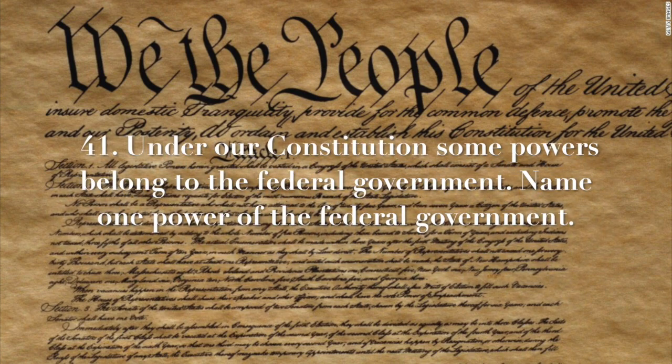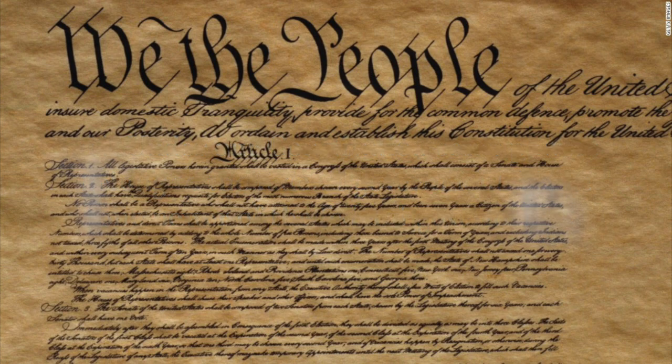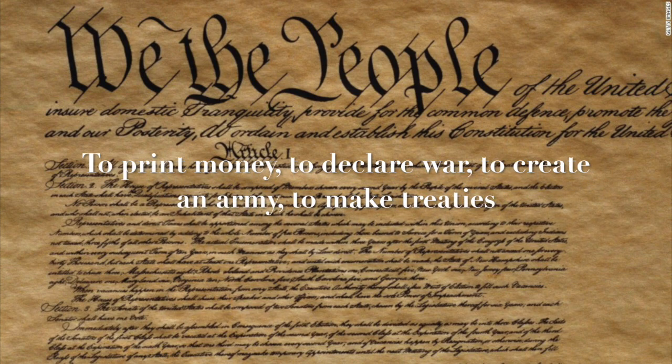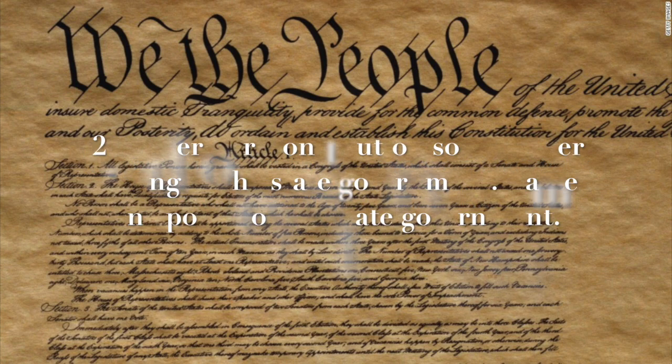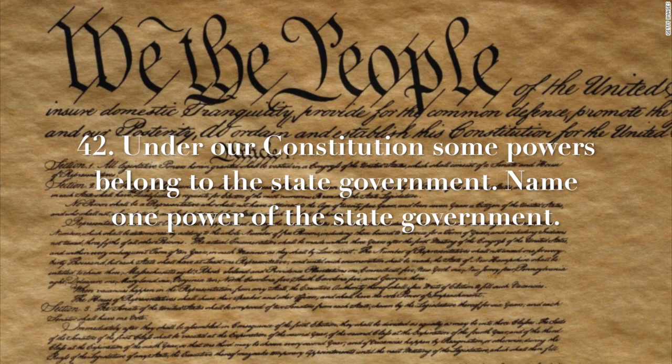Question 41. Under our Constitution, some powers belong to the federal government. Name one power of the federal government. Choose one of these: to print money, to declare war, to create an army, or to make treaties. Question number 42. Under our Constitution, some powers belong to the state government.